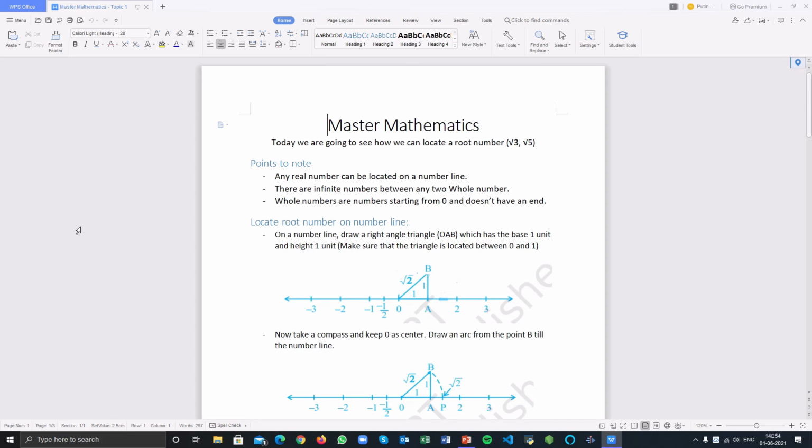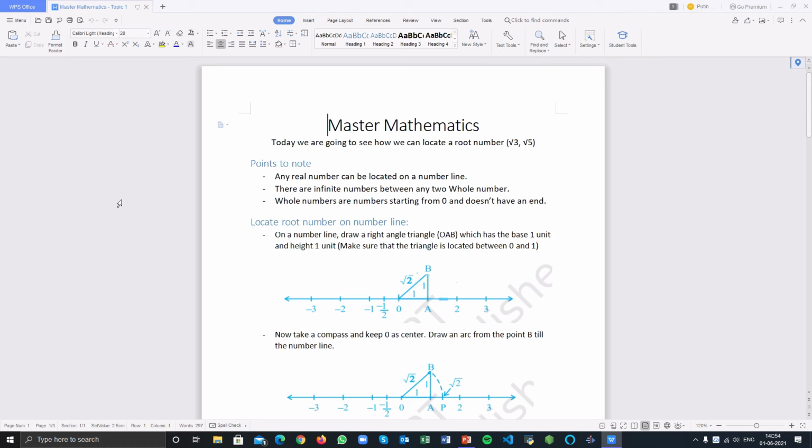So let's see what I have for today. For today I have a topic of locating a root number on a number line. So we have located numbers like 1, 2, 3, those are whole numbers, okay. We have located them, or even integers like -2, -1. Those numbers we have located at a very small age itself. So that's a piece of cake for us, right?